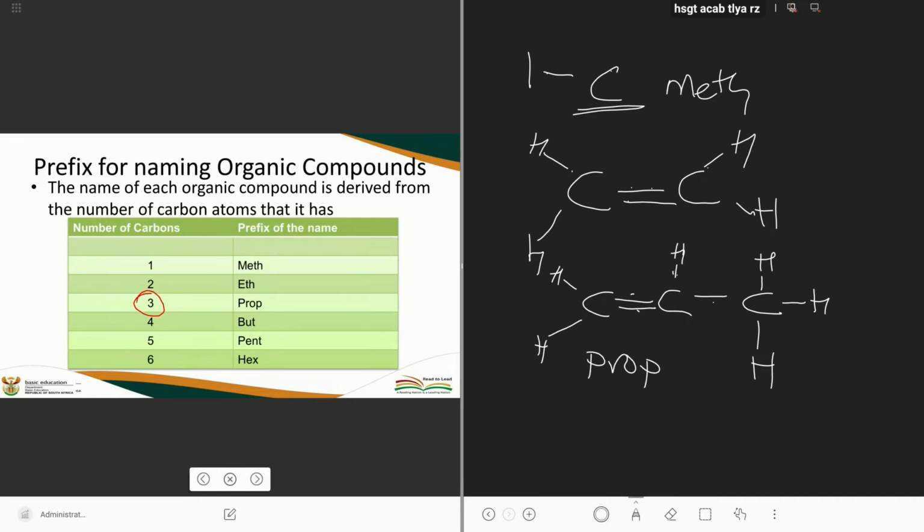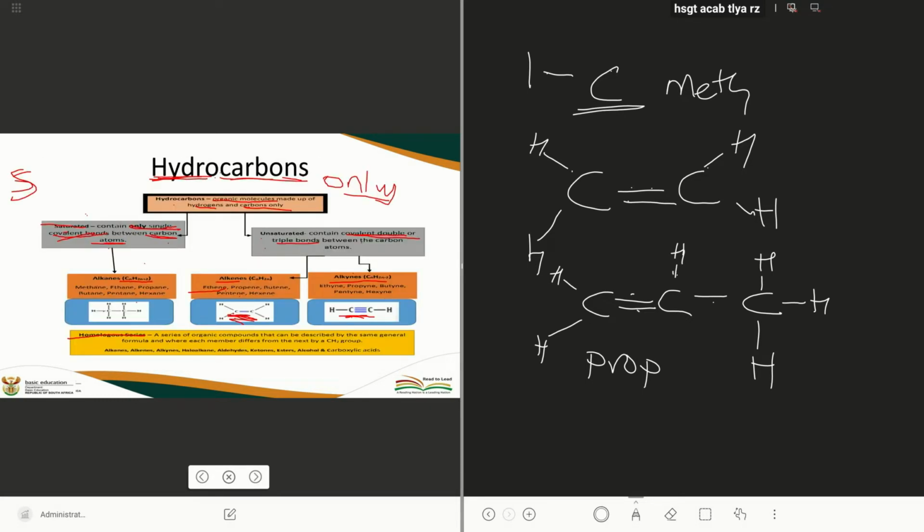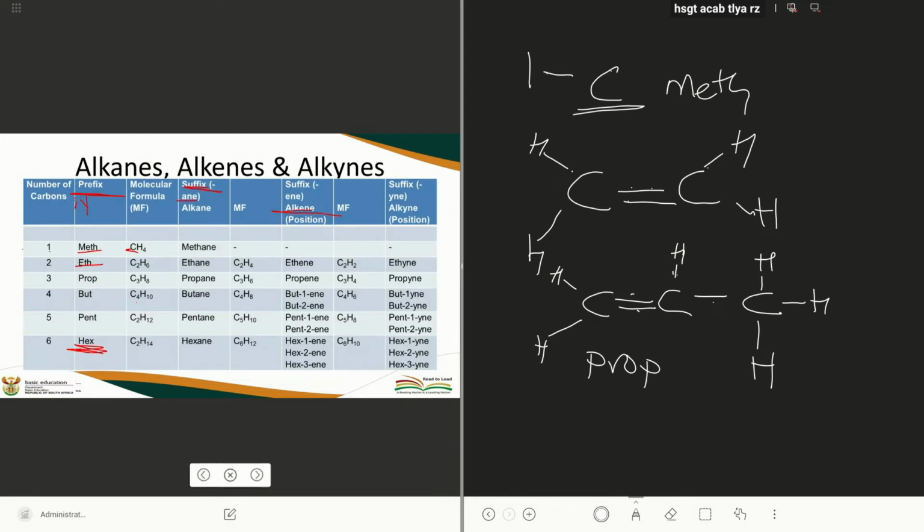Then we look at the double bond. The double bond tells us that it's an alkene. So we take the suffix. The suffix for alkenes is "ene" at the end of the name. So hence we are writing it as propene.